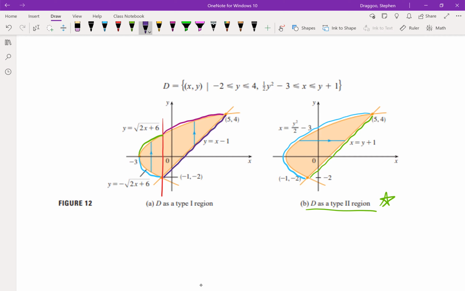So trying to do D1 as a type 1 region where we try to express everything in terms of x is going to be considerably more difficult than just expressing it as a type 2 region where we have everything expressed in terms of y. So again, if given the choice on this particular region, we'd much rather do a type 2 region rather than a type 1 region. But more on that later.